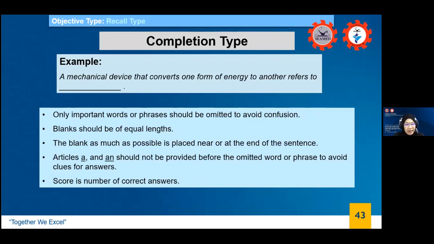You know why? If you give long, then you give short, your students will say, "Oi, the blank is long. Maybe the answer is long." And then next time you say, "Ooh, the blank is short. Maybe the answer is short." That's what you don't want your students to process. So therefore, from the beginning till the end of the item, make sure that you use one length of blanks.